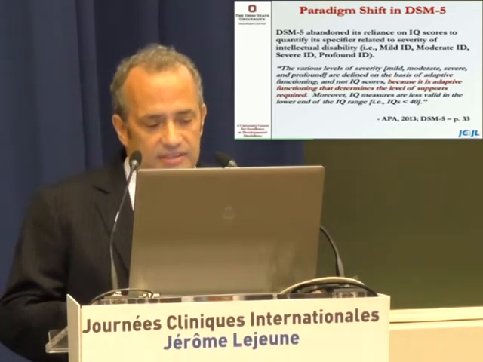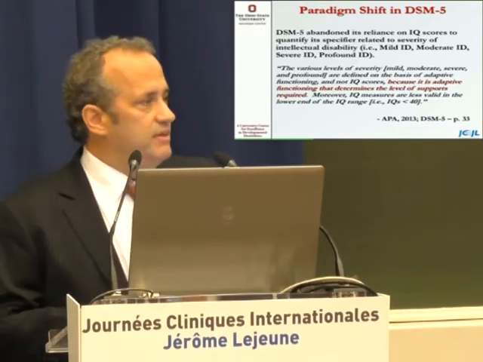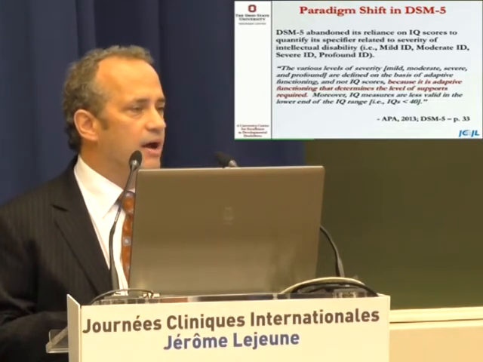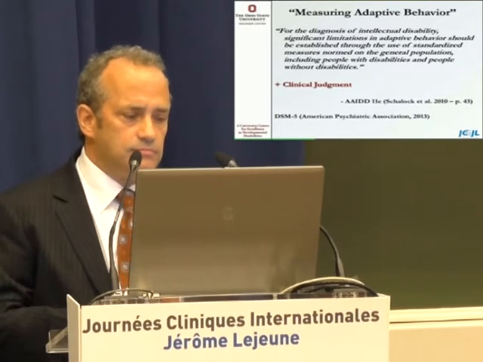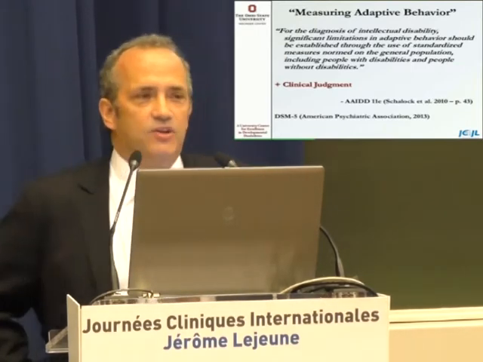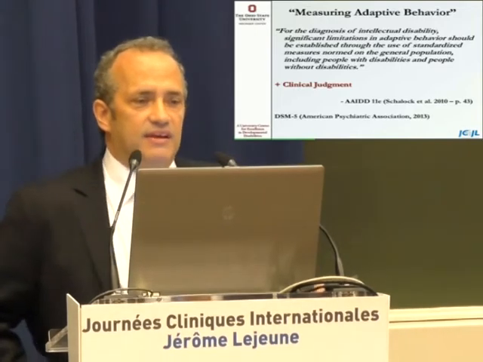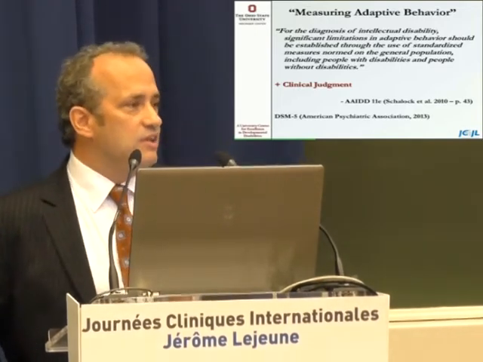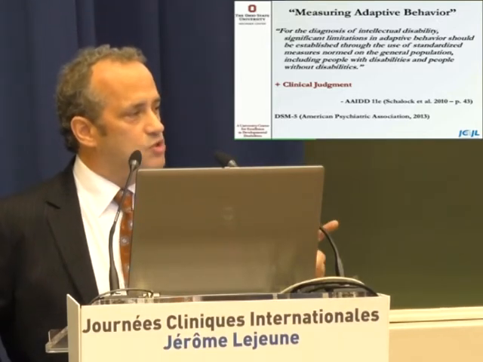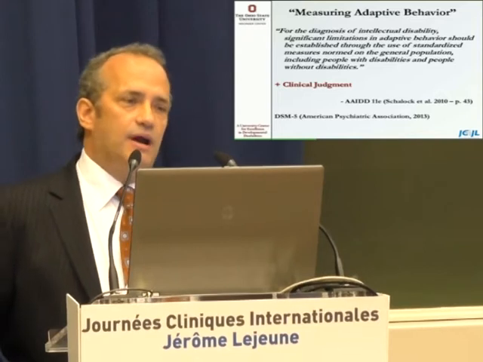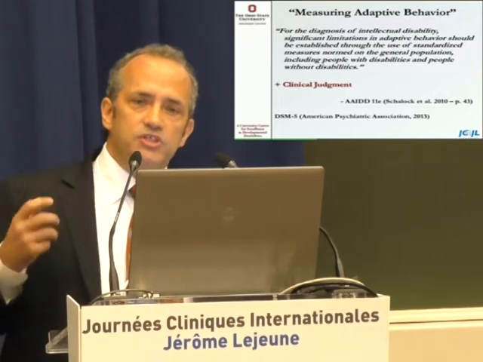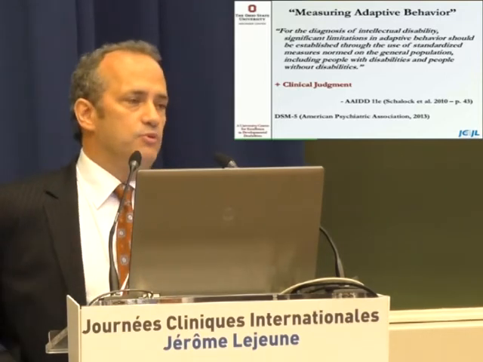So now mild ID, moderate ID, severe ID, profound ID will be driven, according to the DSM, by the assessment of adaptive behavior. And I know my colleague, Dr. Ravel, will be happy to know that both AAIDD and DSM place a lot of importance on clinical judgment. So we're not taking standardized tests and scores and robotically applying them to yes or no, the person has a diagnosis. But you must use clinical judgment to interpret those results.